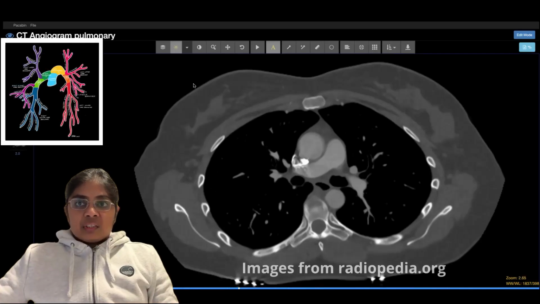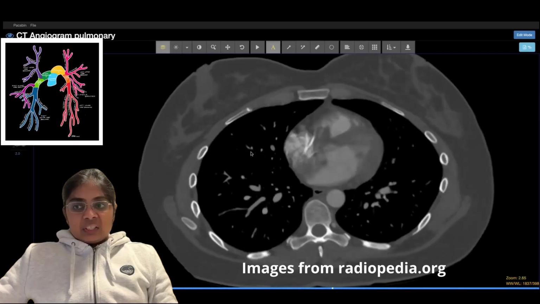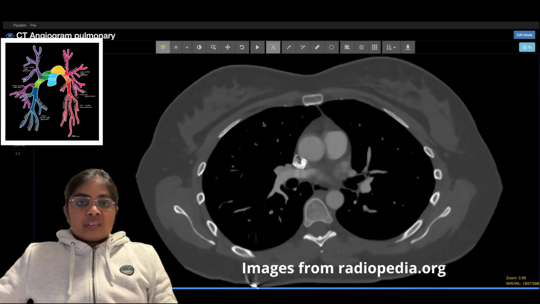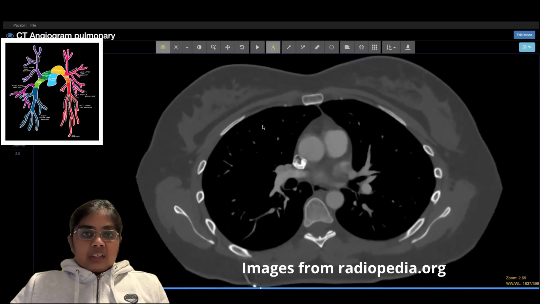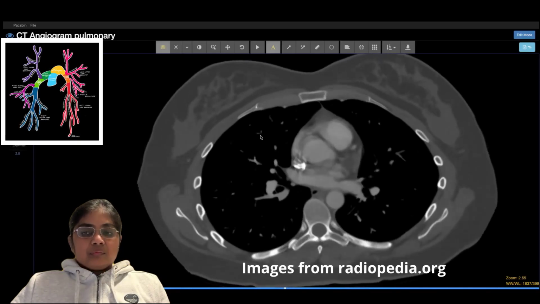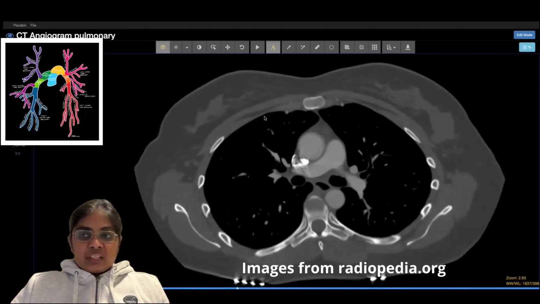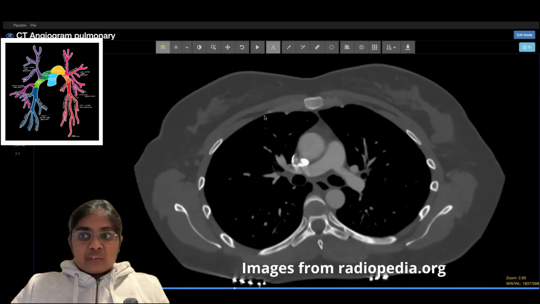Now, the first thing that I do in evaluating a CTPA is evaluate the pulmonary arteries themselves, looking for any evidence of a pulmonary embolus. And what I do, starting from the right and then moving on to the left lung, is look for any filling defects, which will indicate a pulmonary embolus. And I evaluate every single pulmonary artery to the subsegmental levels as the quality of the study allows me to do so.